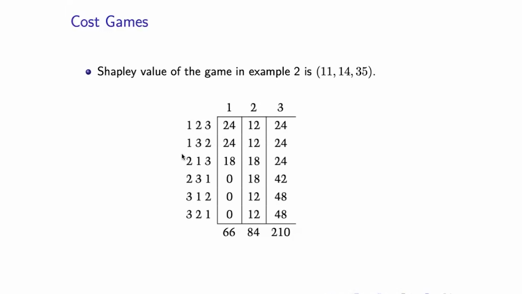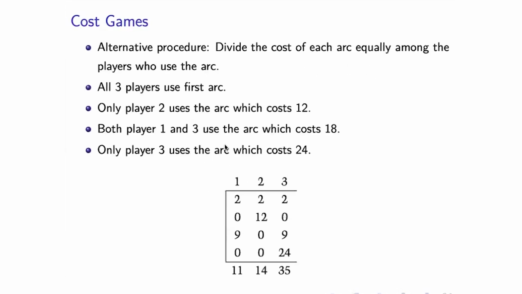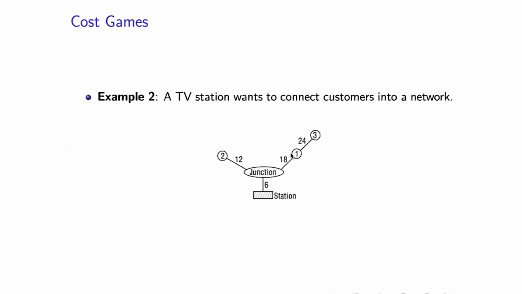What about 1, 3, 2? In this case, the first one is the same as before, so it costs 24. In order to extend it to 3, you have to incur a cost of 24 again. And in order to extend it to 2, you need to incur a cost of 12.